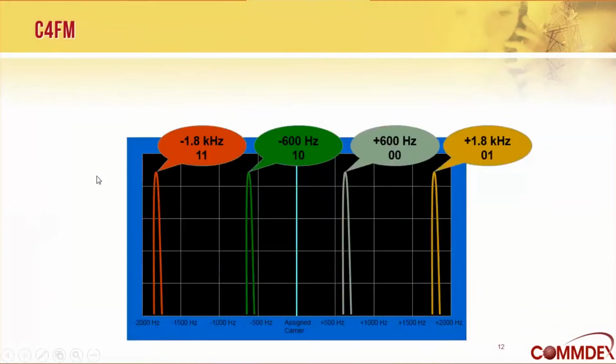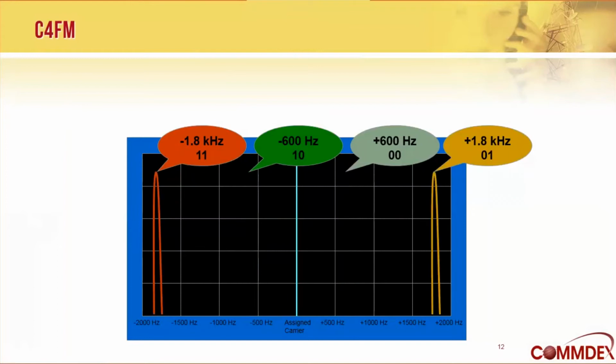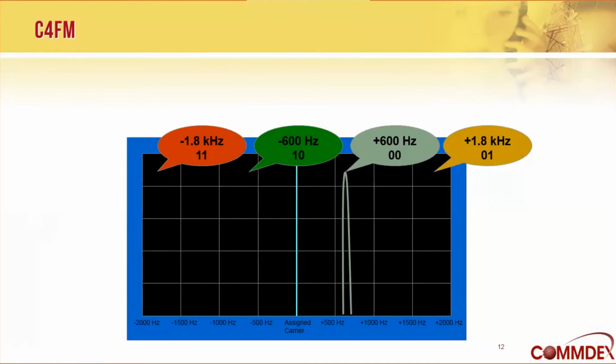This diagram is an illustration of how C4FM works. Basically, we have the center frequency represented by the light blue line. We have 4 different shifting levels, each one representing 2 bits of data. And as the signal moves, we get different frequency shifts occurring. And that's C4FM used for DMR and P25.